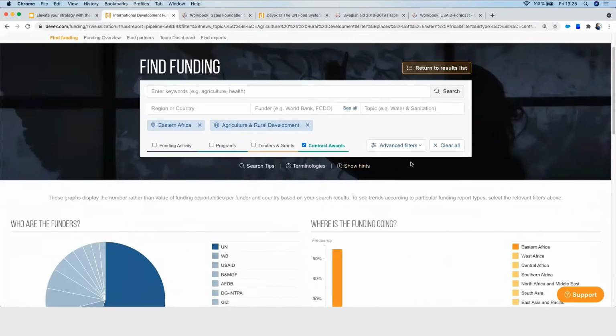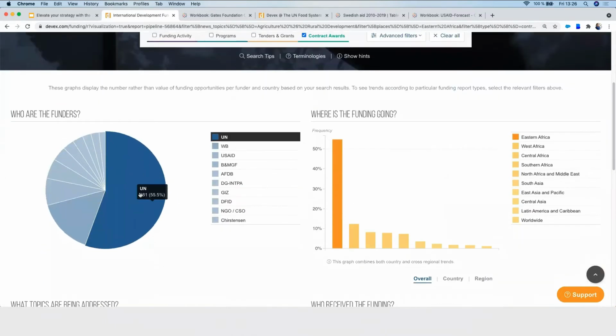So now I have, in agricultural and rural development in Eastern Africa, who the top funders are. In this case, this is by number of programs. So you've got the UN, the World Bank, USAID, Bill and Melinda Gates Foundation, the AFDB, and others to follow. DG INTPA, which is former DEVCO also.